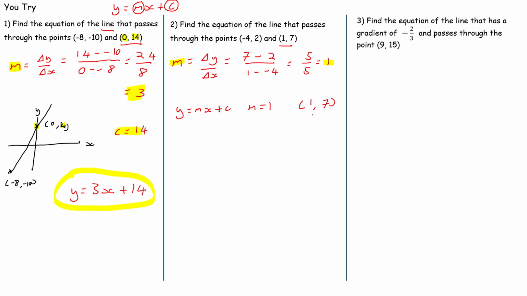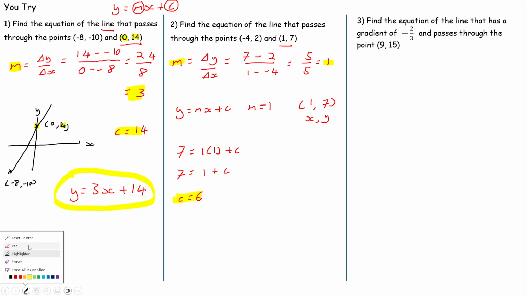So that's my x coordinate and that is my y coordinate. So y is equal to 7, so 7 is equal to m, which is 1, so 1, and x is also 1, so 1 times 1 plus c. So 7 is equal to 1 times 1, which is 1, plus c. So 1 add what is 7? 1 add 6, so my c value must be equal to 6, and that is my y-intercept, my c value.